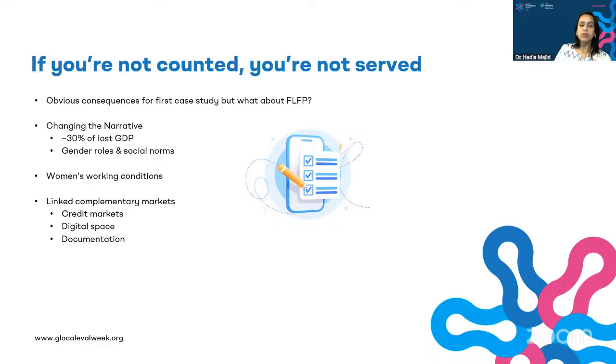And then once you start figuring out the kind of work that women are doing, the complementary markets, we can start making changes there as well. We can start changing the policies there as well. So think about the credit markets. More and more women are working out of the home using digital devices. So making sure that, or thinking through the kind of data packages that are provided to these women. These are the kind of services that we start paying attention to once we start counting women's work properly.